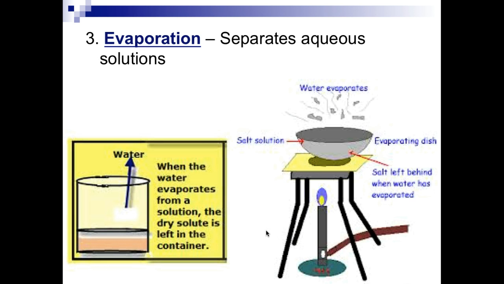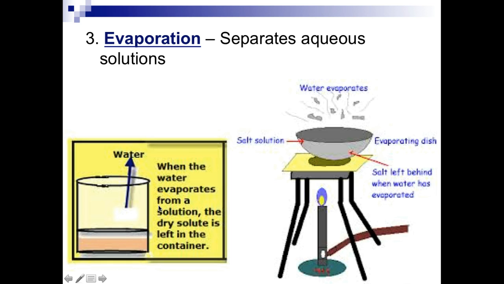Evaporation. This will separate aqueous solutions. So, for example, if we wanted to separate salt and water, what we would do is we would put a saltwater solution in an evaporating dish, then we would heat it. And what would be left in the dish would just be crystallized salt, and the water would evaporate into water vapor.